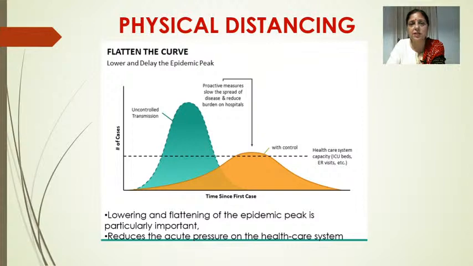What will physical distancing do? Physical distancing will flatten the curve, which has been talked about a lot. With no physical distancing, the cases would rise, as shown in the blue graph line, which shows uncontrolled transmission. But if we take certain preventive measures, the curve could be flattened, and this could be beneficial in two ways. One is that the epidemic peak will be lowered, with fewer infections, and the burden on the healthcare system will also be reduced.